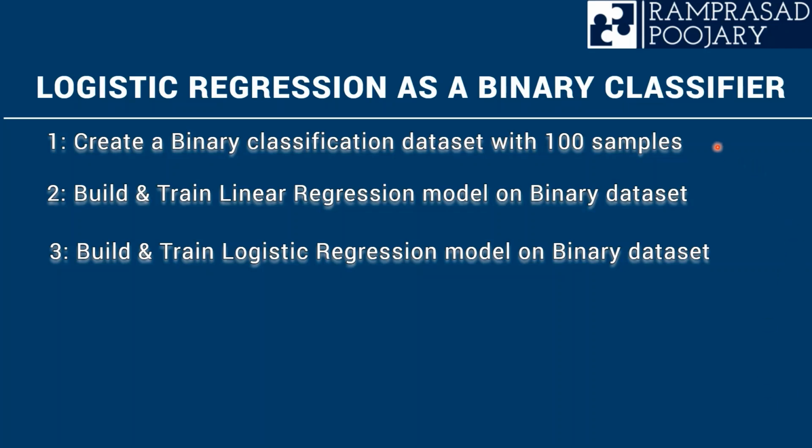There are three things that we want to do today under a demo session. The first one, we will create a binary classification data set, a very small data set with 100 samples. And the second thing, we will build and train a linear regression model on this binary data set, just to prove that classification problems cannot be solved using a linear regression model. And the third thing we want to do is build and train a logistic regression model on the binary data set, and then we'll show how the logistic regression function can exactly fit on the binary data set. So these three things we want to complete under the demo session.